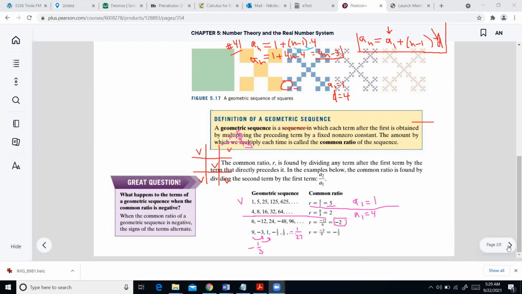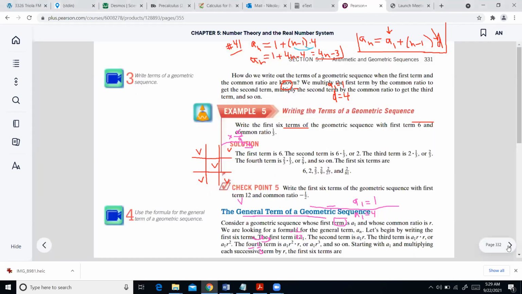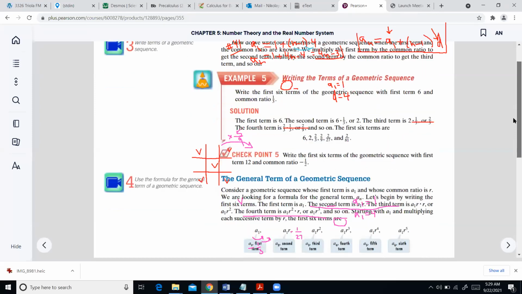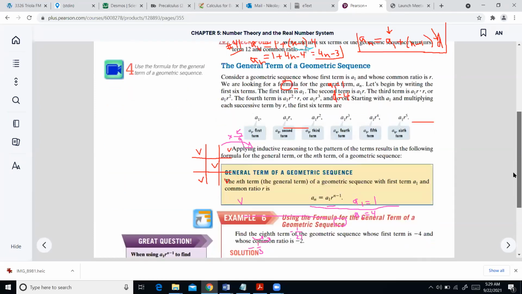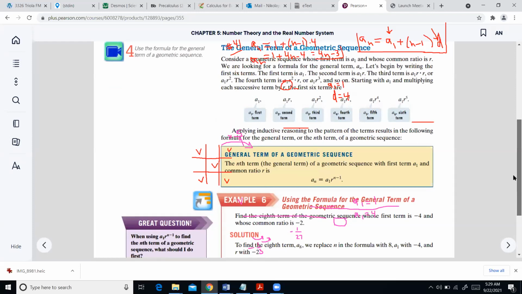So instead of adding, we multiply. Geometric sequence. Okay, so they write various terms of this sequence and also come up with the formula for the nth term. So let me say a couple of words about this formula. I just want to get some room for this.